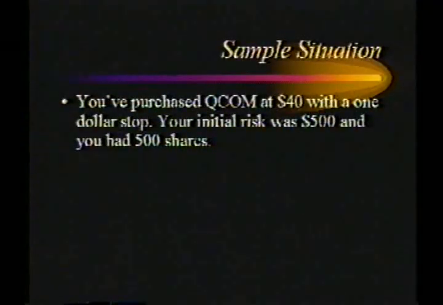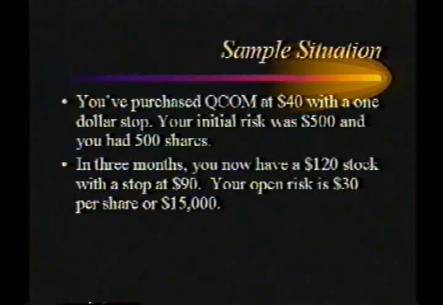Okay, so here's a sample situation. You purchase Qualcomm at $40 a share with a real tight stop of just $1. Your initial risk is $500, so you're purchasing 500 shares. Now, this is a great stock. It goes up in 3 months to $120 a share. You're using a 25% trailing stop, so your stop is now at $90. You've got $30 risk per share. $30 risk times 500 shares is $15,000 of total open risk.